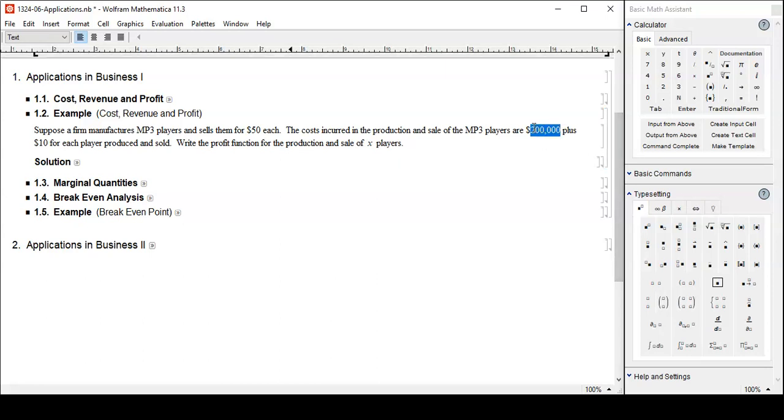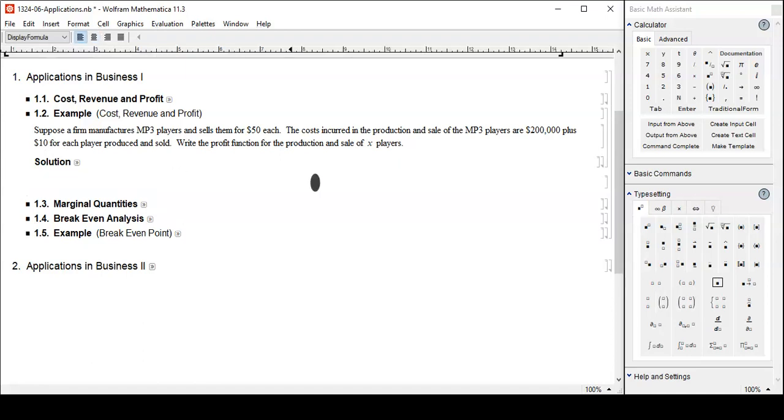So $200,000, that's fixed cost, and then $10 per item. So $10 times the number of items produced in a certain unit. That's going to be the variable cost. Make sense? So variable cost plus some fixed cost, and the fixed cost is 200,000.